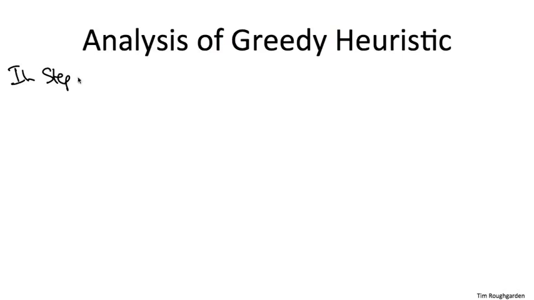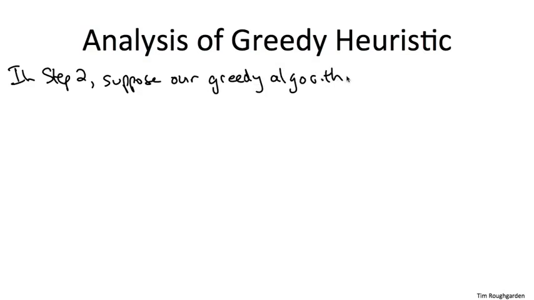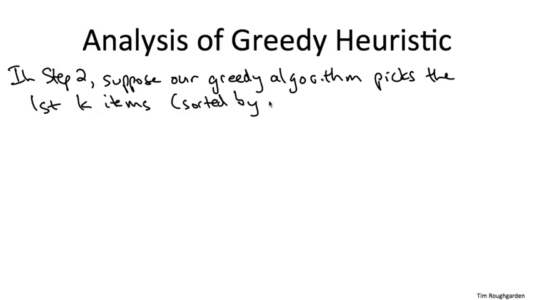Here's the analysis. Step 1 of our algorithm sorts the items in non-increasing order of value per size. Step 2 of our greedy heuristic picks the maximal prefix of items that fit into the knapsack. Let's say that maximal prefix comprises the first k items. The k plus first item is the first one that does not fit in the knapsack given the previous selections. So here's the cool part.